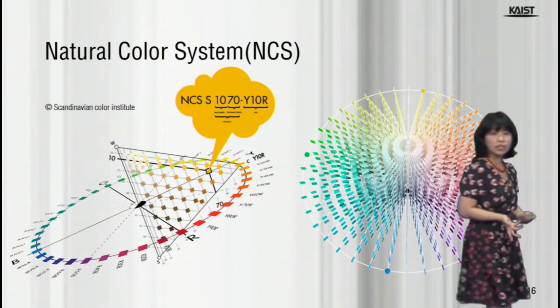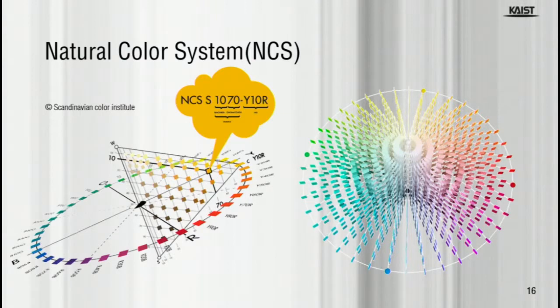Another unique feature is that the brightness and vividness of a color in the NCS are defined in terms of the ratios of blackness and chromaticness. As shown here, the orange has 10 of blackness and 70 of chromaticness. The Y10R indicates the hue notation.